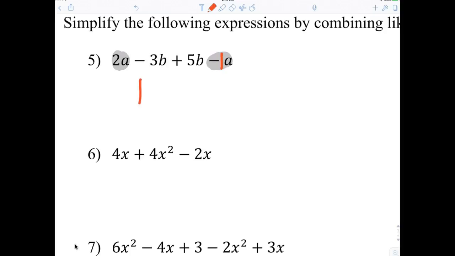Very good. And then you would do 5b plus 3b. Wait a minute, 5b minus 3b. Yes. So 5b minus 3b is what? 2b. Yeah, very good. So it's 1a plus 2b.